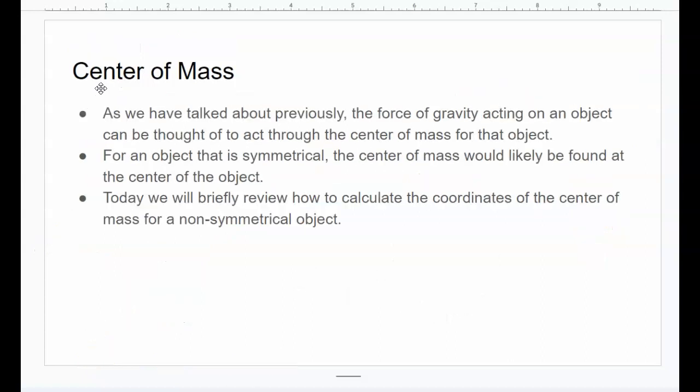Okay, this is the next slide of the notes. Like I said on the previous slide, if you have an object that is symmetrical, an object of uniform mass density, the center of mass is going to be at the center of the object, the physical center of the object. What we're going to do now is use the equation we just saw to calculate the location of the center of mass if you don't have that type of object.